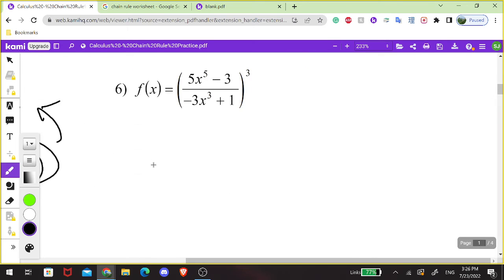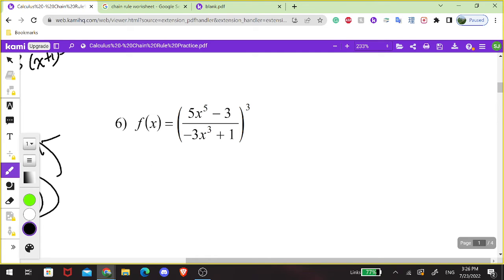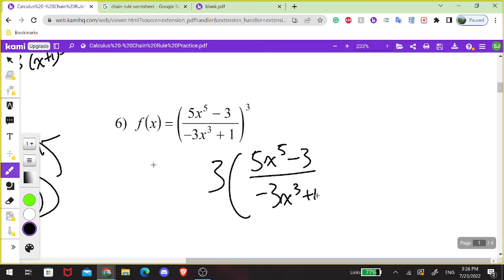Alright, number 6. Okay, now we first treat the inside as g of x. So let's use power rule to take f prime of x with respect to g of x. Let's treat this entire thing as g of x for now. So we pull the 3 down, 5x, we leave everything in there alone, minus 3, because with respect to g of x, cubed plus 1. Now we put 3 minus 1, which is 2, on top.